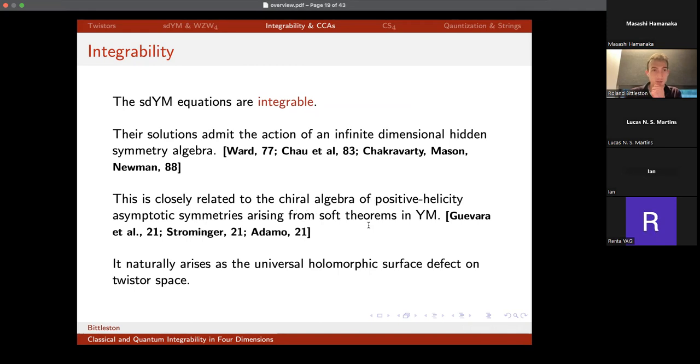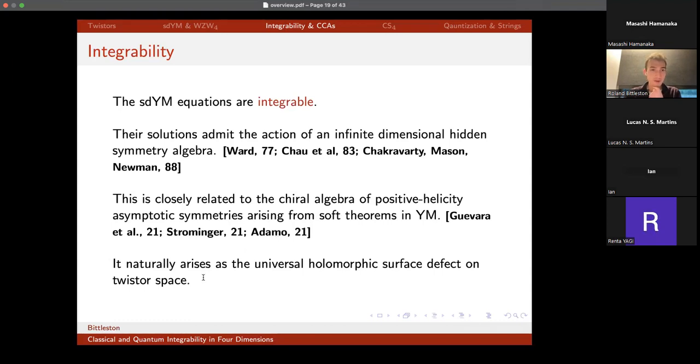asymptotic symmetries that arise from soft theorems. So this has been studied, there's been a lot of work on this recently, but crucially in this work of Strominger, which followed on from some work with some collaborators, where in fact these works are mostly to do with gravity. I'll talk about the gravitational case tomorrow, but they also discuss the Yang-Mills case, and you get precisely the same hidden symmetry algebra.